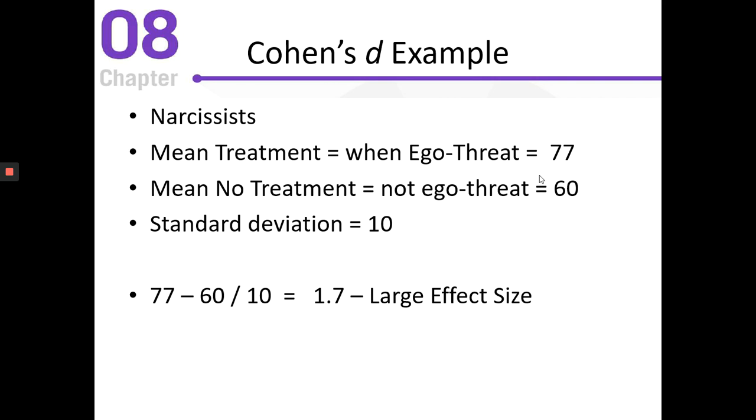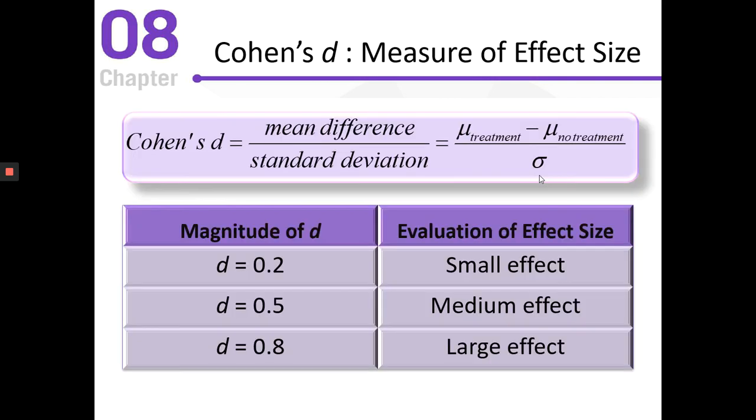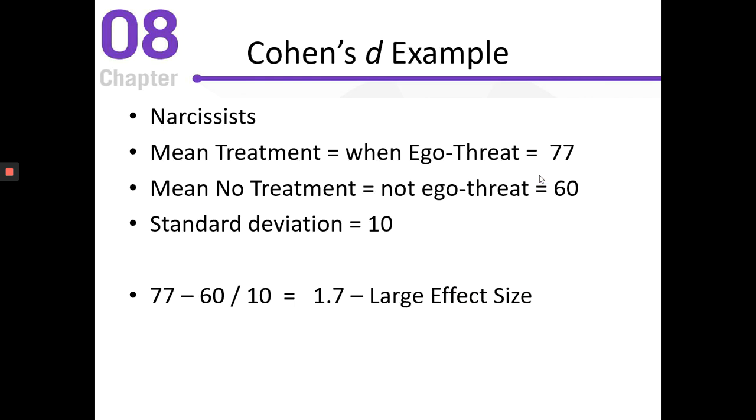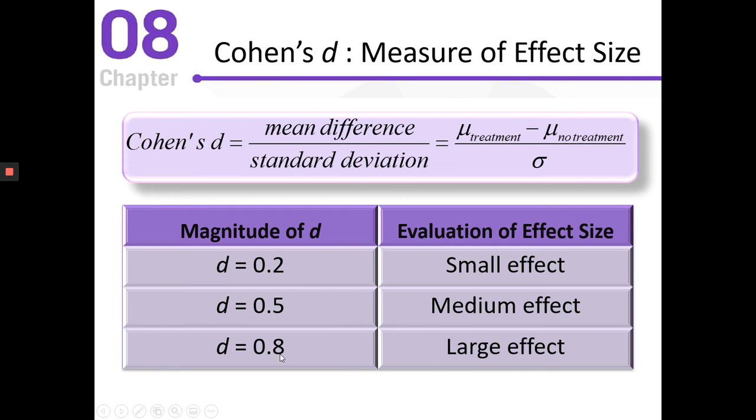So let's take the narcissist example. We need the mean of the treatment minus the mean of no treatment, divided by the standard deviation. The mean aggression under ego threat was 77. The mean aggression under no ego threat, so no treatment, was 60. The standard deviation was 10. So we simply take the treatment mean minus the control or placebo mean, divided by the standard deviation. 77 minus 60 is 17. 17 divided by 10 is 1.7. 1.7 is a large effect.